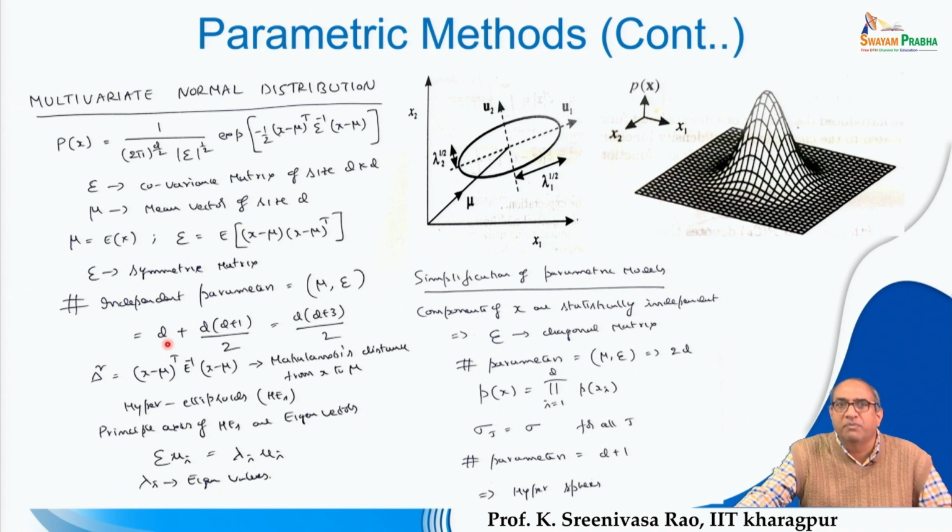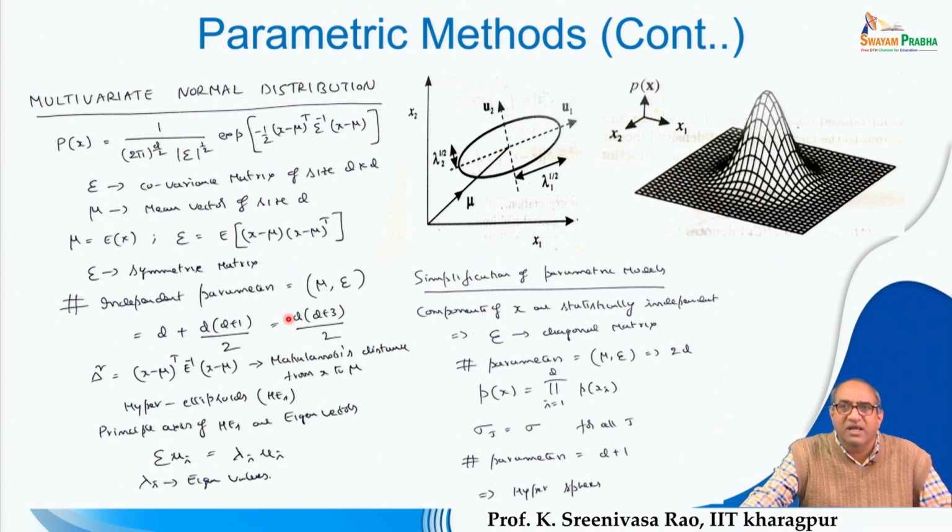For the mean vector we have d components, and for the covariance matrix we actually have d cross d values, but since it is a symmetric matrix, the values above the diagonal and below the diagonal remain the same. So we can ignore either the upper or lower part, so the number of values becomes d into d plus 1 by 2, and in total this is d into d plus 3 by 2. Suppose d equals 10, then the number of parameters will be 10 into 13 by 2, which is 13 into 5, so 65 parameters are used to represent 10-dimensional data using a normal distribution.